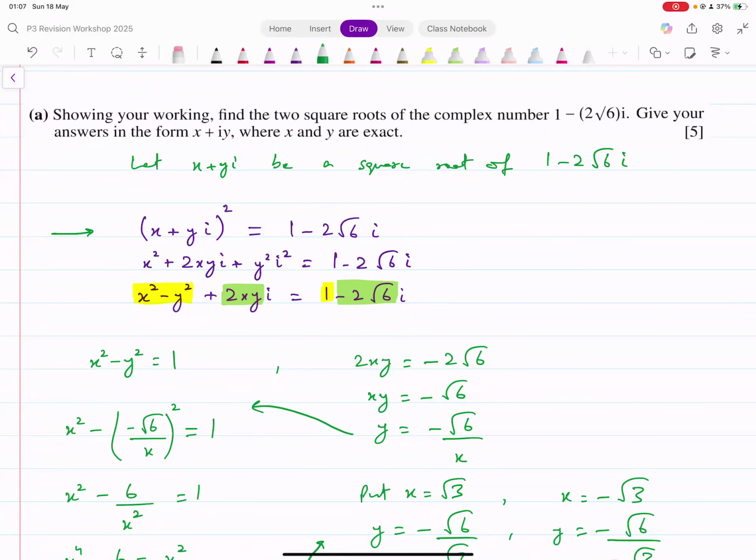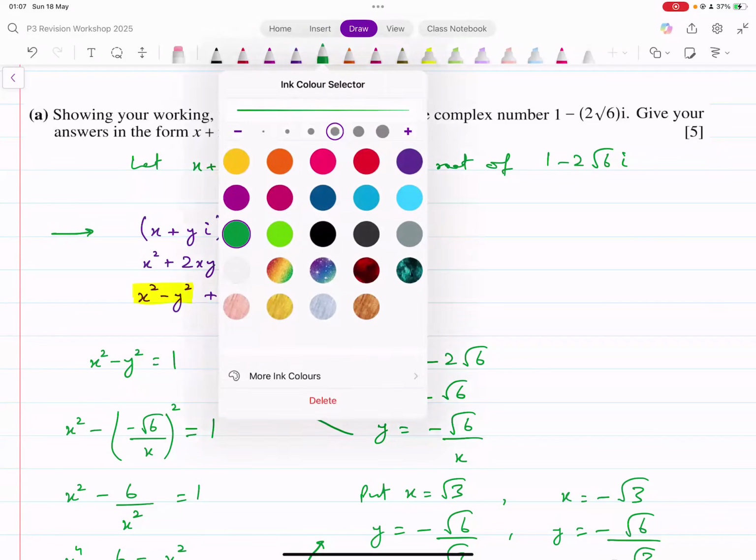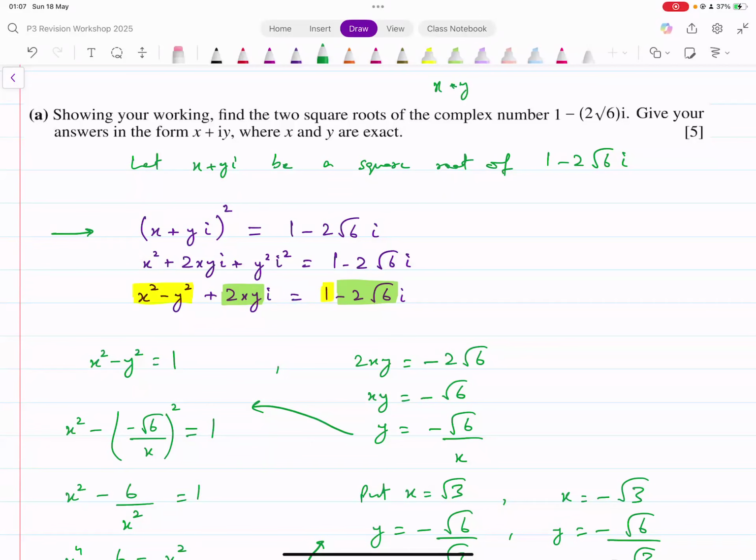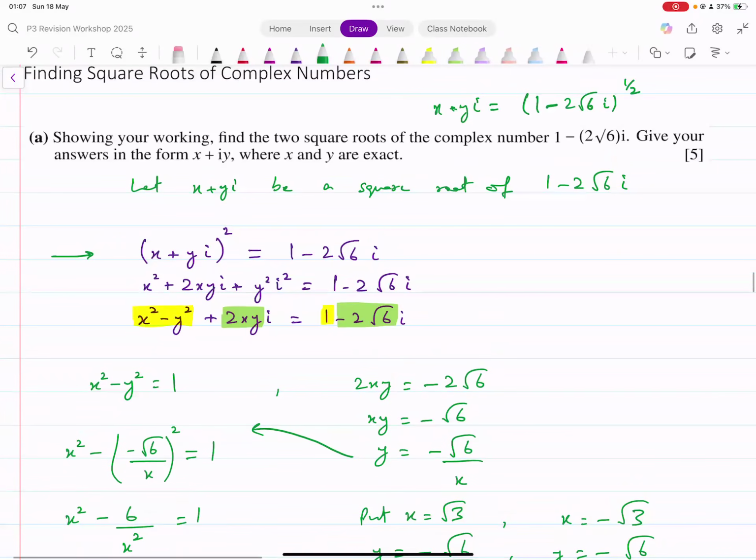Now, this is the standard process that you will use for this. It's generally a 5-mark question, sometimes even 6. You say, let x plus y iota be a square root of that complex number. Then what we're looking for is x plus y iota, that should be equal to 1 minus 2 under root 6 iota power 1 over 2, right? That will be the square root of that. But evaluating power 1 over 2 is very difficult, right? How do you do that? You'll have to use binomial, and that has infinitely many terms. So that does not help.